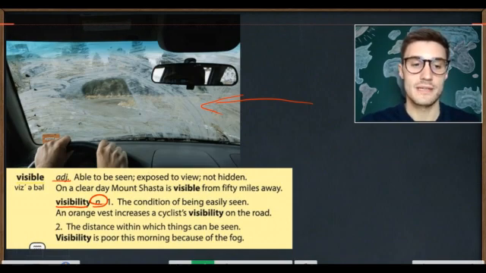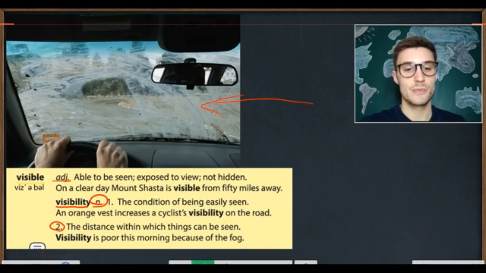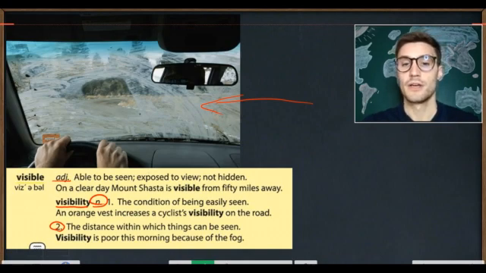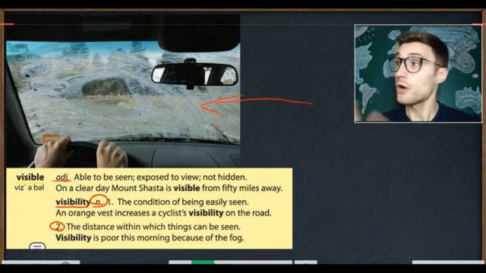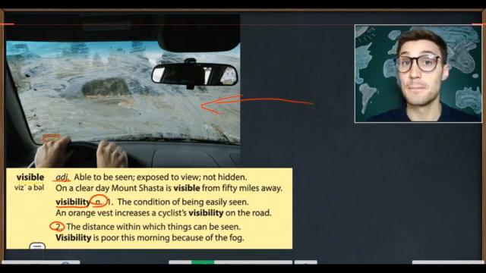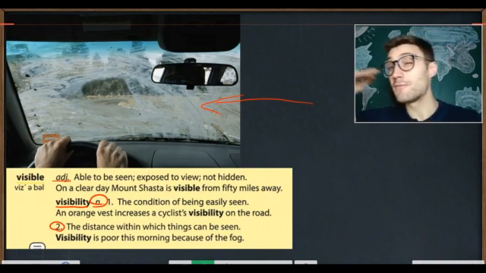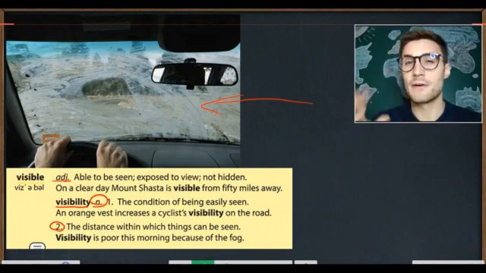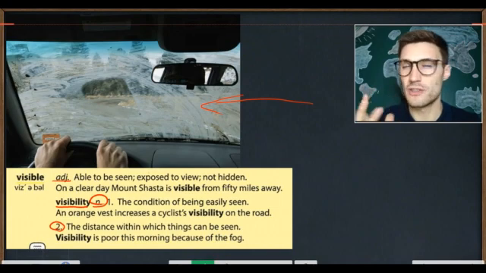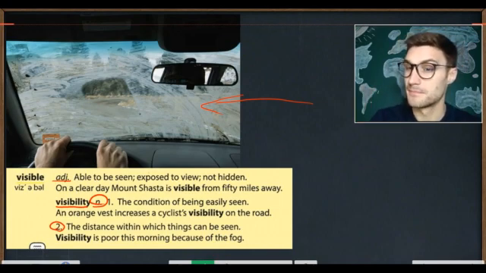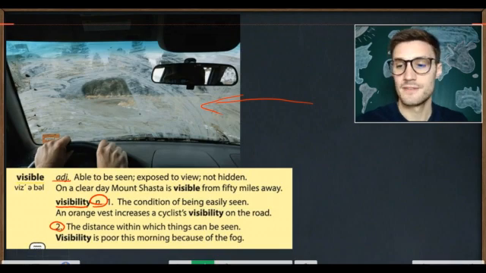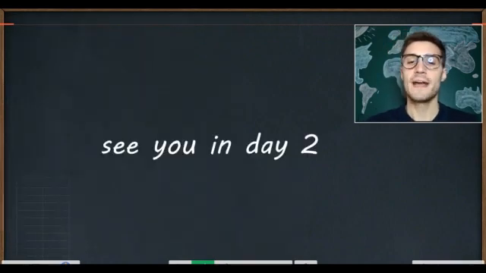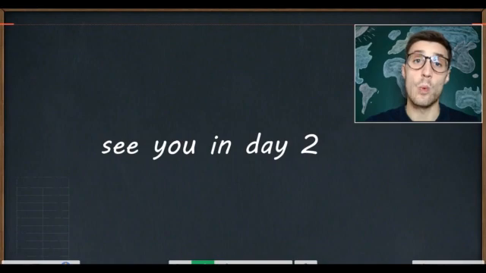Visibility also is the name of the distance within which things can be seen. Visibility is poor this morning because of the fog. So it's the distance at which things can be seen. Look outside. How is the visibility? Can you see very far away? Or is there a dense fog or pollution, so the visibility is bad? Visibility.